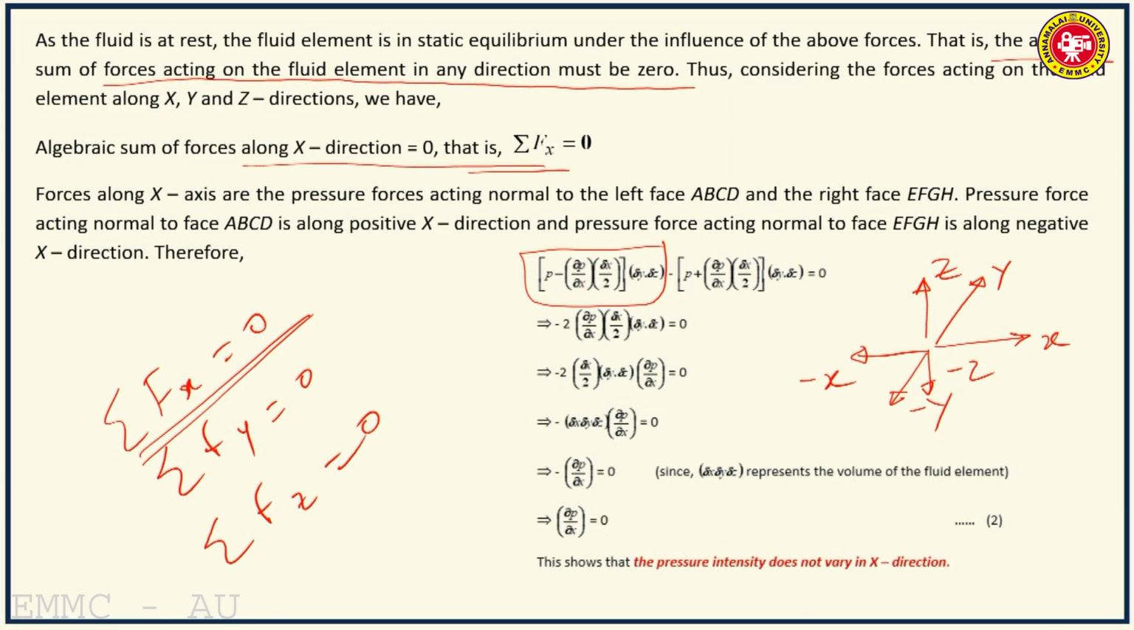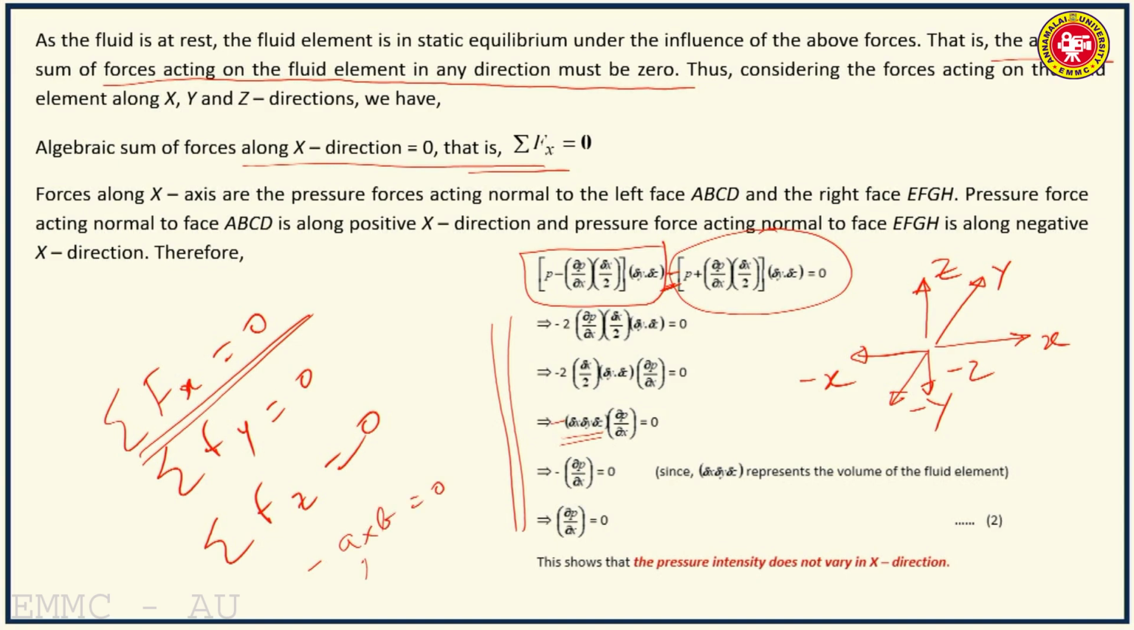The force acting on the right face, that is towards negative direction, therefore I introduce this sign minus. Then this is the pressure force acting on the right face, that is normal to the right face in negative x direction. So this should be equal to 0. If you simplify this, you will get ultimately, and you can go through these steps, they are self-explanatory, minus delta x delta y delta z into the variation in pressure intensity in x direction equal to 0.